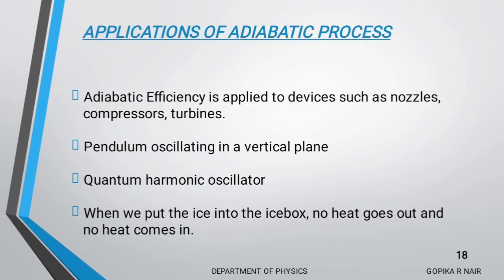There are many applications for an adiabatic process. Some are noted below. Adiabatic efficiency is applied to devices such as nozzles, compressors, turbines, a pendulum oscillating in a vertical plane, and the quantum harmonic oscillator. When we put ice into an ice box, no heat goes out and no heat comes in. These are some of the applications.